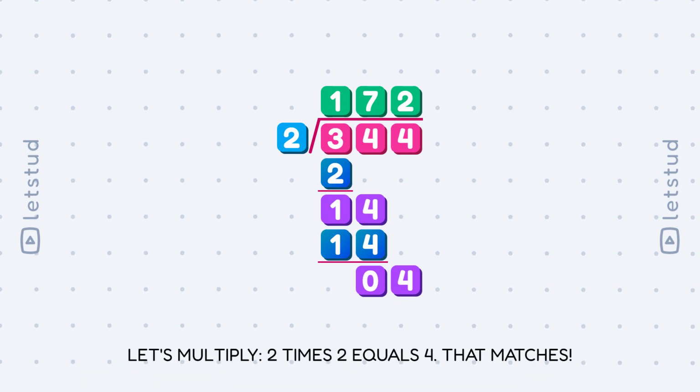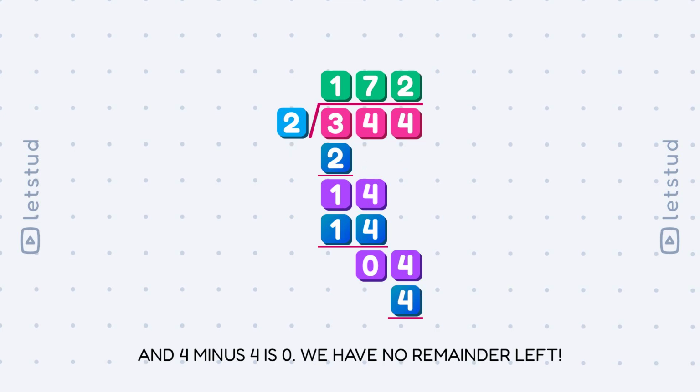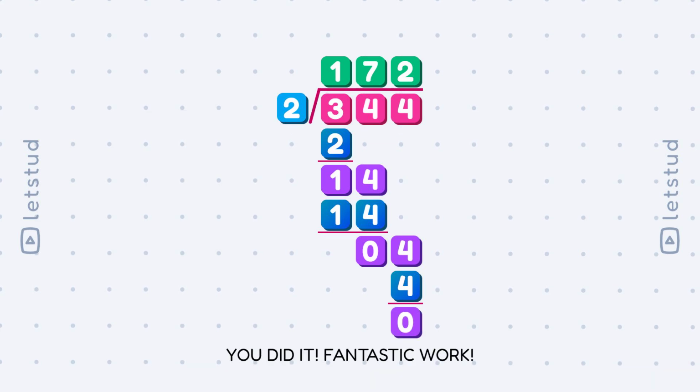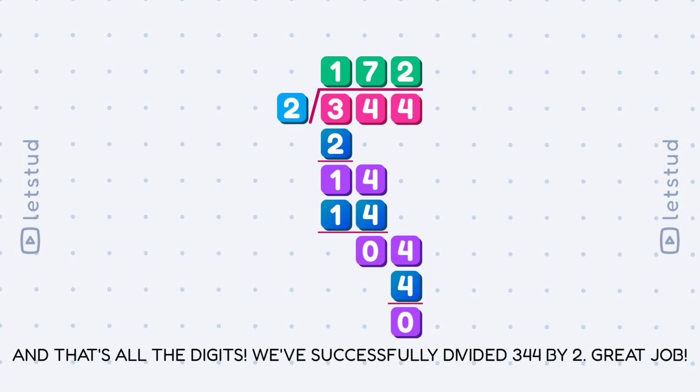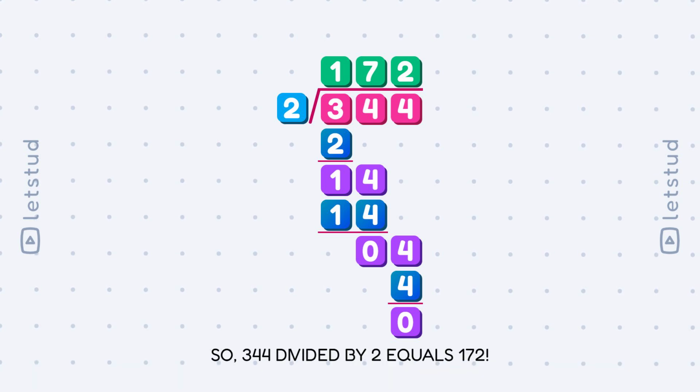Let's multiply. 2 times 2 equals 4. That matches. And 4 minus 4 is 0. We have no remainder left. You did it! Fantastic work! And that's all the digits. We've successfully divided 344 by 2. Great job! So, 344 divided by 2 equals 172.